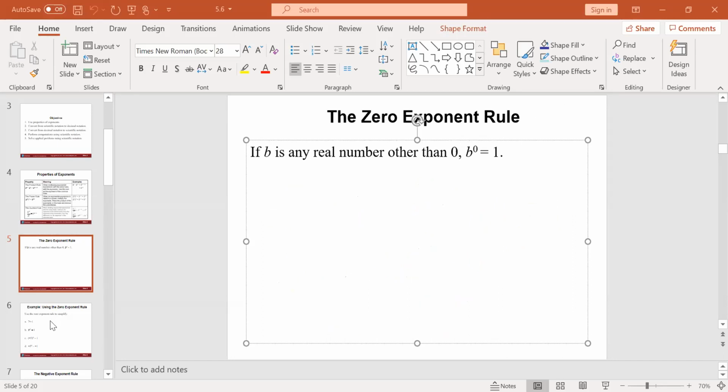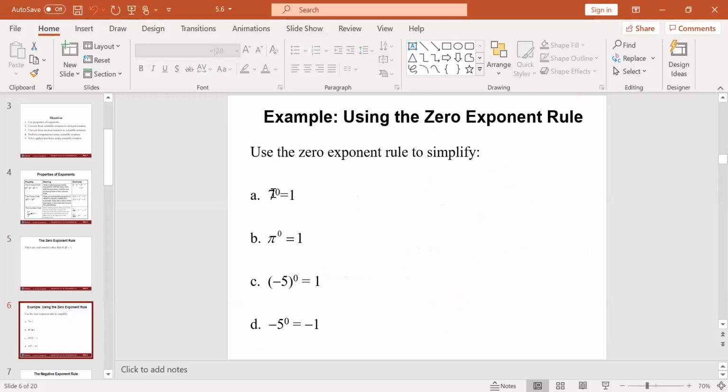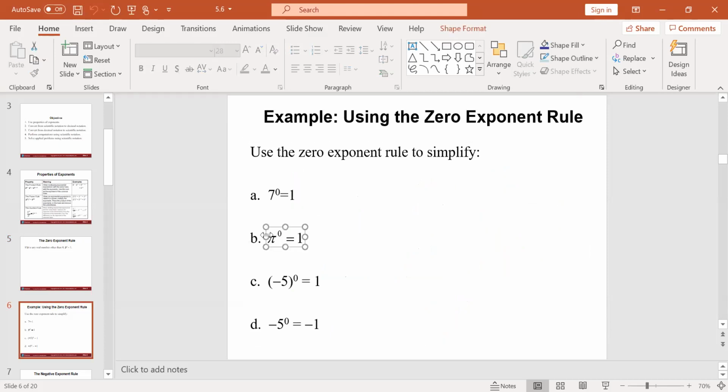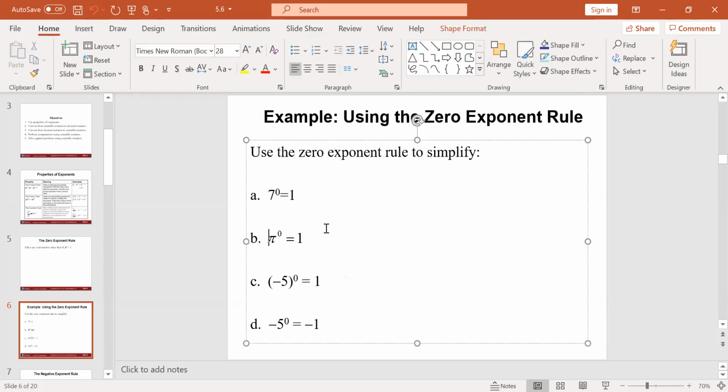So that's a pretty easy rule to remember. Here's just some more examples of that. 7 to the 0th is 1. Pi to the 0th, pi is the number 3.14159 dot dot dot, but you raise it to the 0th power, you get 1 all the same. Now, negative 5 here is in parentheses, and I'm raising it to the 0th power, that'll be 1. Down here, it's a little confusing. This is going to come out to be negative 1, and it's because the negative 5 is not in parentheses.